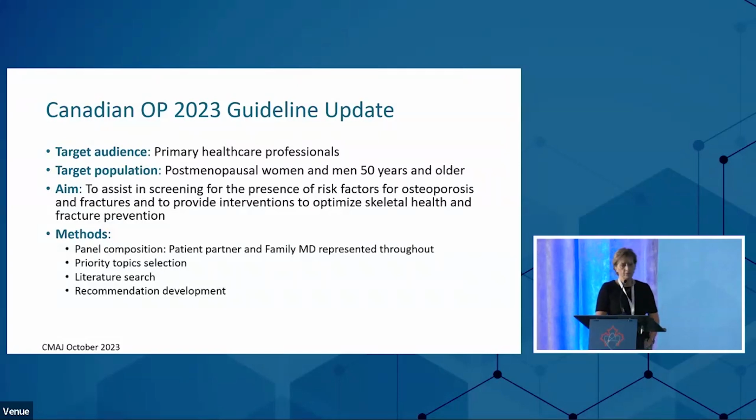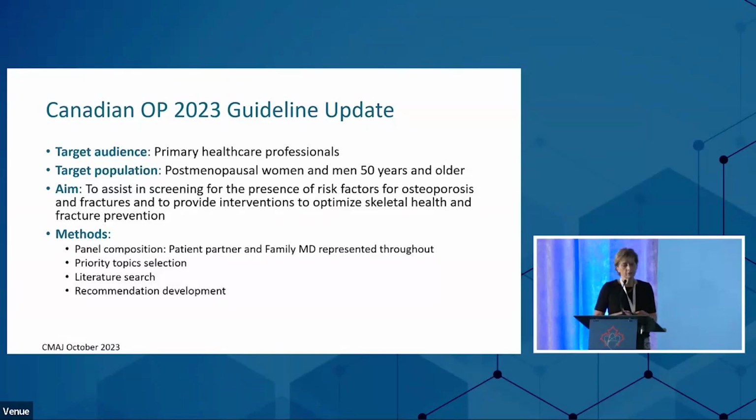So our target audience for the guideline is really the primary healthcare professionals, because osteoporosis is a disease that is managed, or should be managed, by primary healthcare professionals. We're targeting essentially postmenopausal women and men 50 years and older. This is important because we're not looking at people who are 40 years old, and we're not looking at secondary osteoporosis such as the one associated with cancer treatment or steroids. There are guidelines for this, and of course we will be looking for these risk factors as we assess, but we're not specifically providing guidance for these patients.